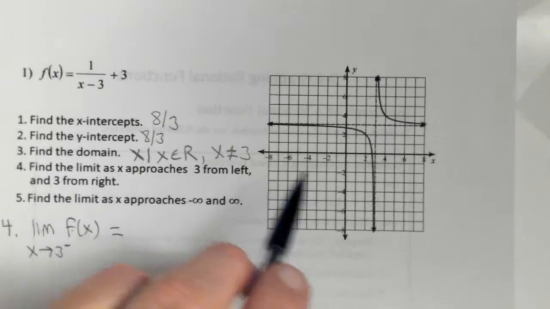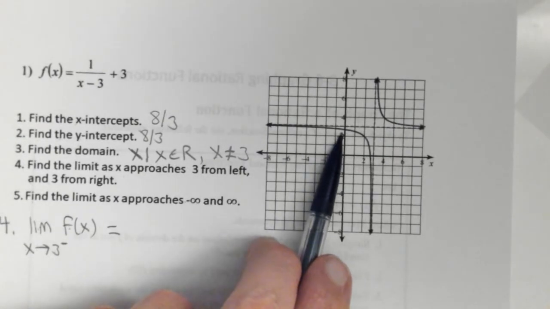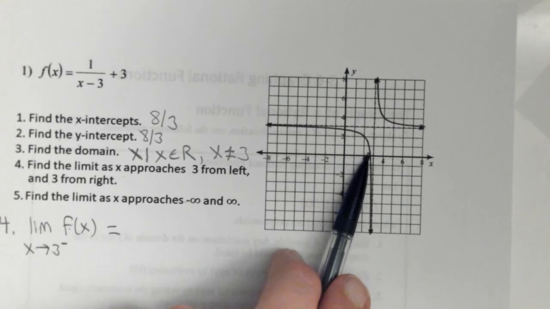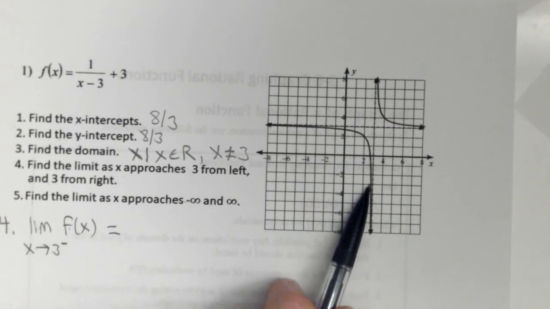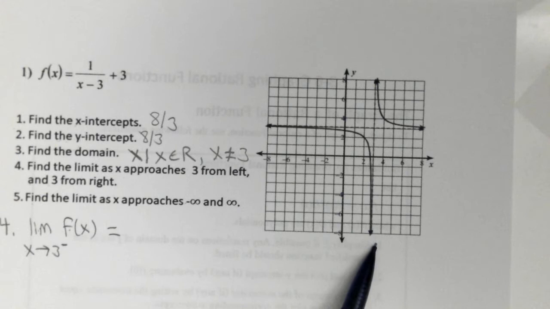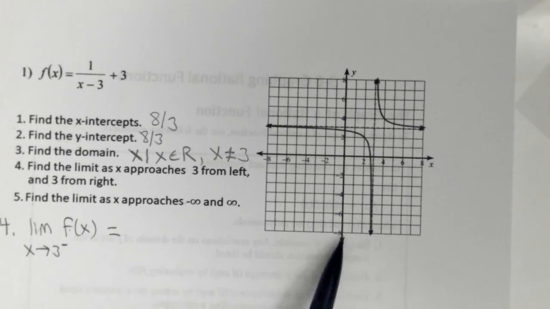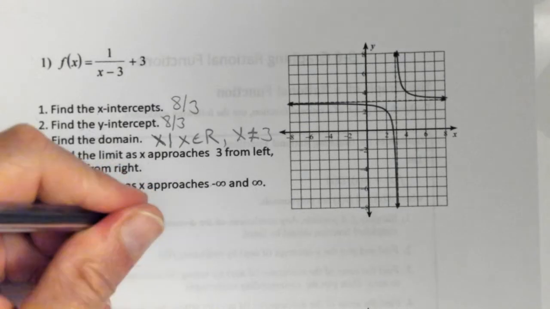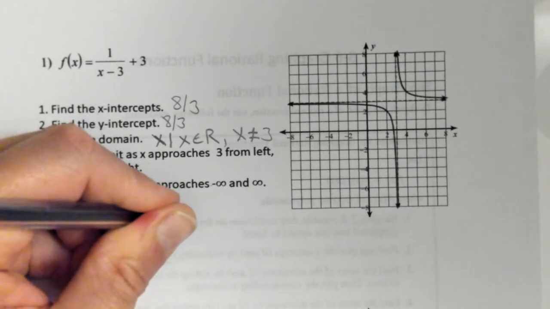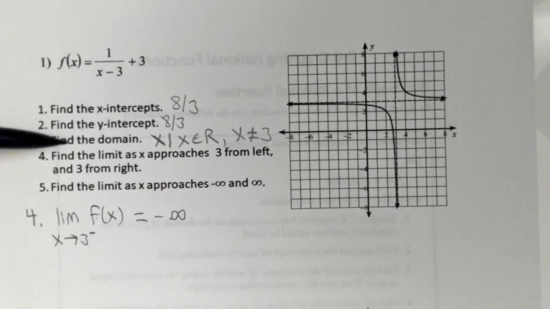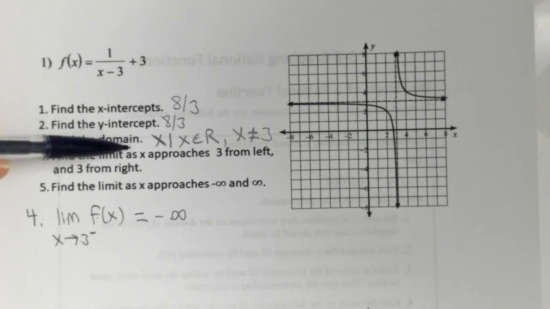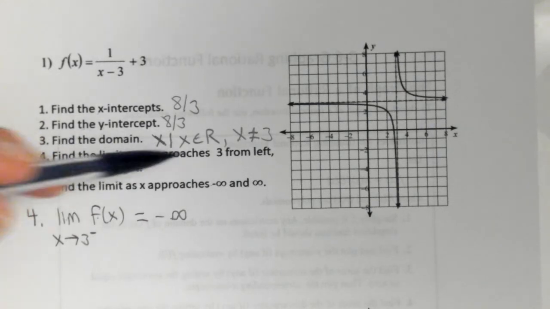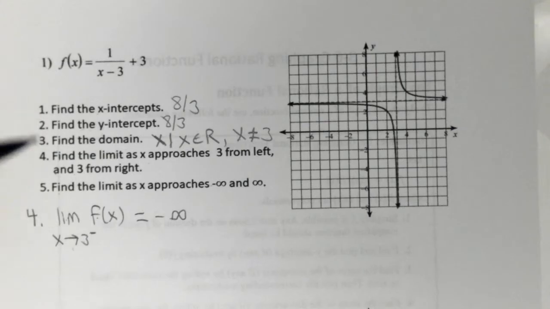All right, so as we approach 3 from the left, so we're getting closer to 3 from the left, what's happening? The function itself is approaching what value? Well, it would be approaching negative infinity is the correct answer there. So the limit as x approaches 3 from the left is negative infinity.